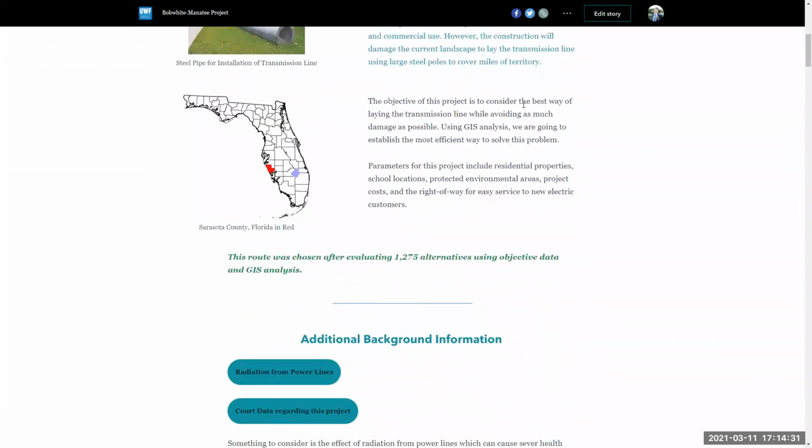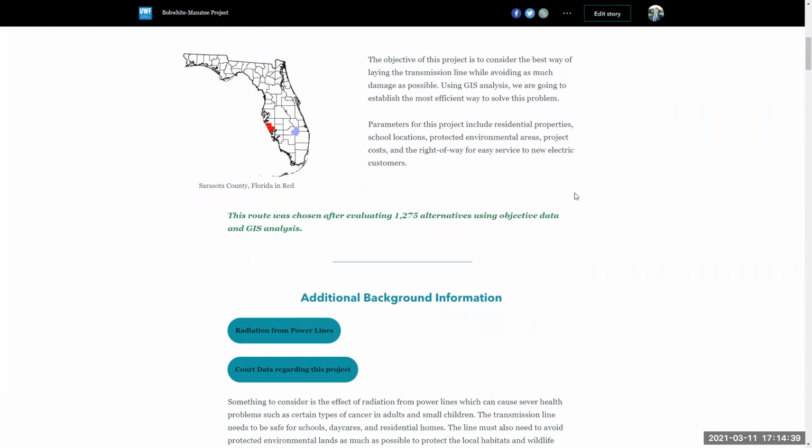The objective of this project is to consider the best way of laying the line. As a GIS analyst, I want to establish the most efficient way to solve this problem. So what are some parameters that need to be taken into account when installing this transmission line?